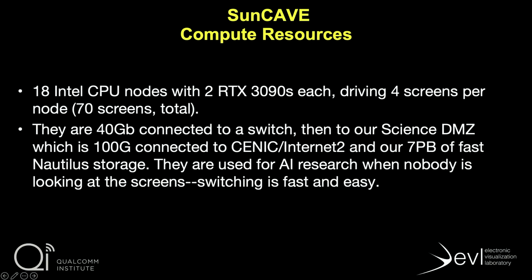So the Sun Cave resource, this is also typical of Cave 2, has a huge amount of compute resources. We have 17 CPU nodes with 2 ARC 3090s each, driving a total of 70 screens. There's a 40 gigabit connection to a switch, 100 gigabit out to CENIC, which is the network on the West Coast, and lots of local storage and stuff.